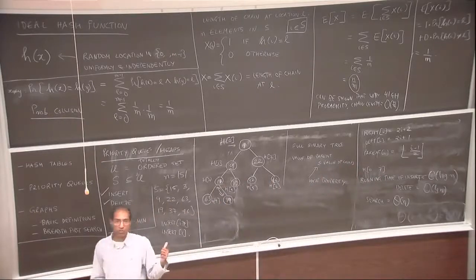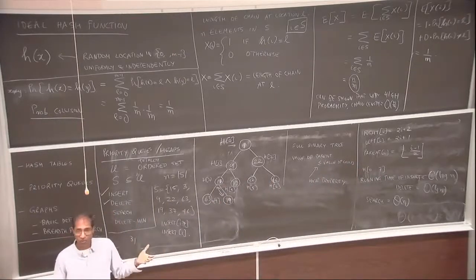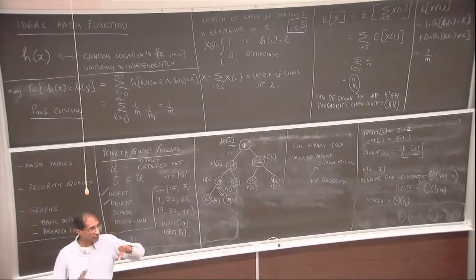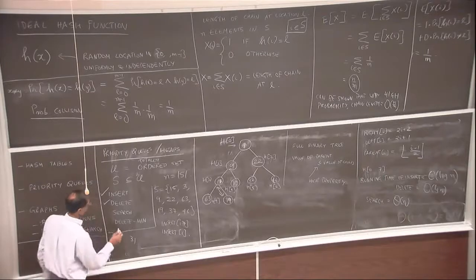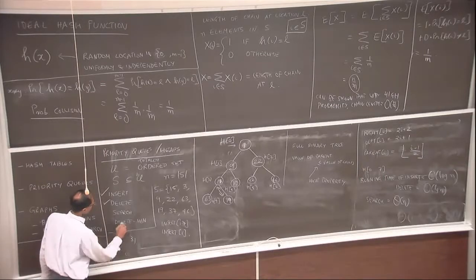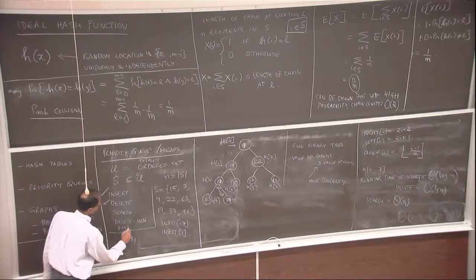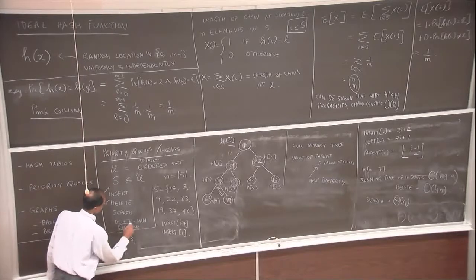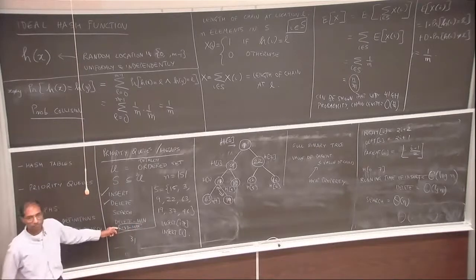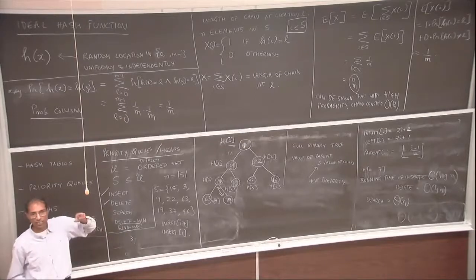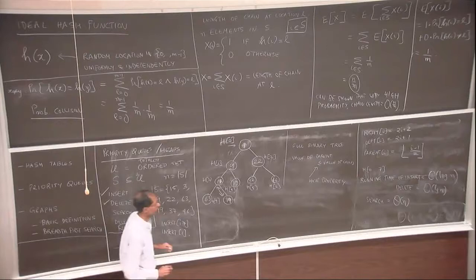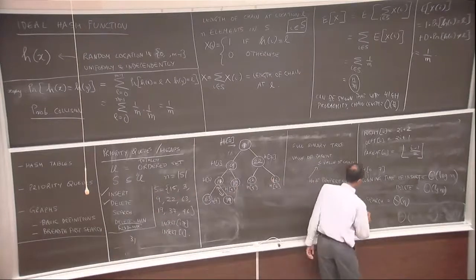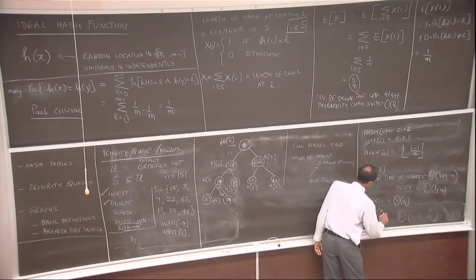Notice that this is different from something like a balanced binary search tree, where things are ordered. Here also things are ordered, but in a different way. The way things are ordered here is optimized for the operation find min. How long will it take you to find the minimum? One unit of time. You just have to look at h of 0. That's what it is optimized for. So search will take theta n, find min will take theta 1.